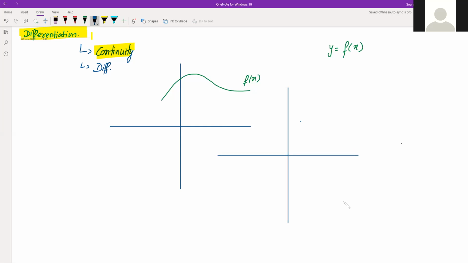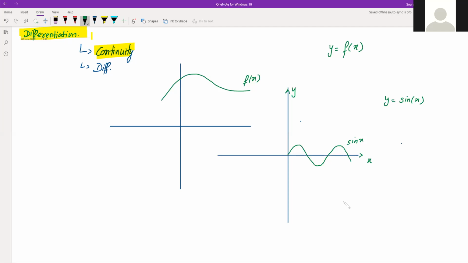Say for example, if I have a function y is equal to sine of x, so its graph will be like this. So this is the graph of the trigonometric function, that is sine of x. So x is on the x-axis and y, or the function, is on the y-axis.